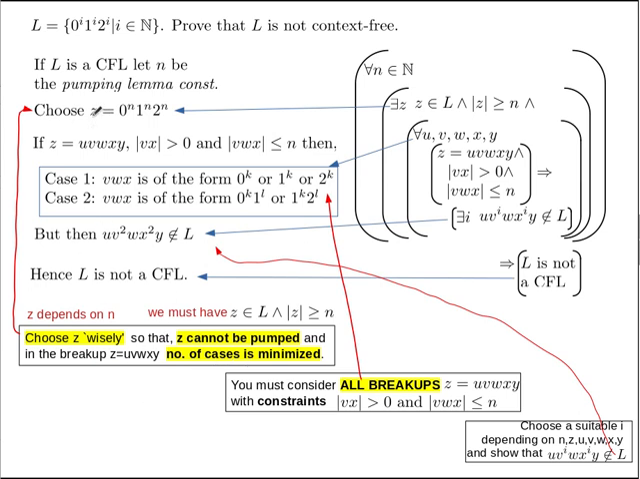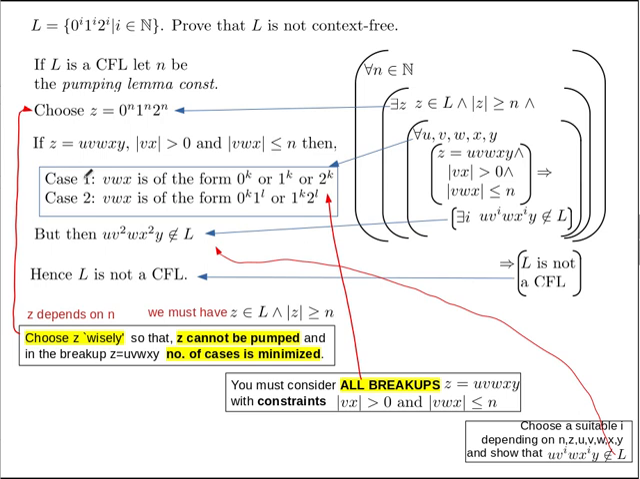You should choose z in such a way. If I chose this to be say n by 2, n by 2, n by 2, then also this will be more than n. But in order to argue that z cannot be pumped, we have to consider another case where this vwx contains all 3 symbols, but that is eliminated since we chose this z.